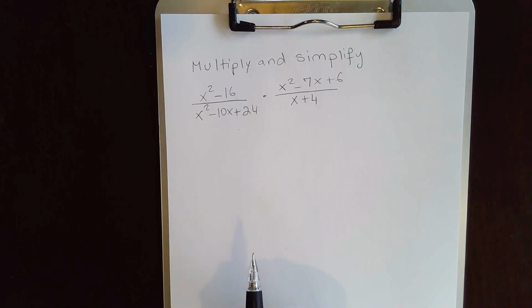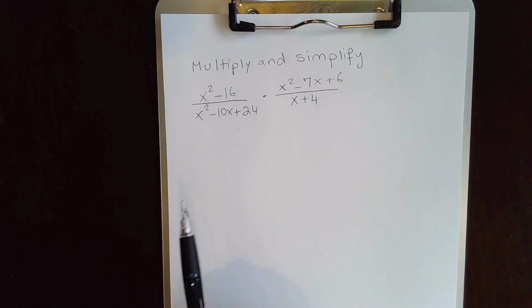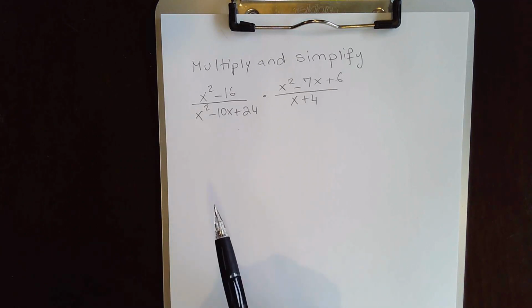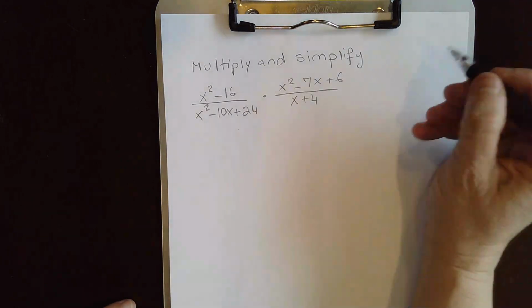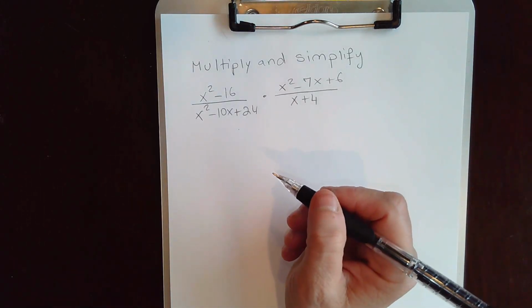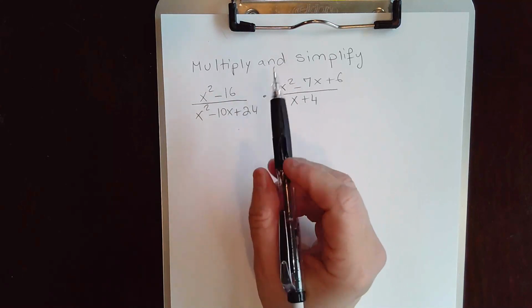Hello everybody, today we're going to multiply rational expressions then simplify if we can. Now the way we're going to multiply rational expressions like this, you can either multiply first then simplify or simplify then multiply. I would recommend you simplify first then multiply. Now before we can simplify, we need to factor each numerator and denominator.